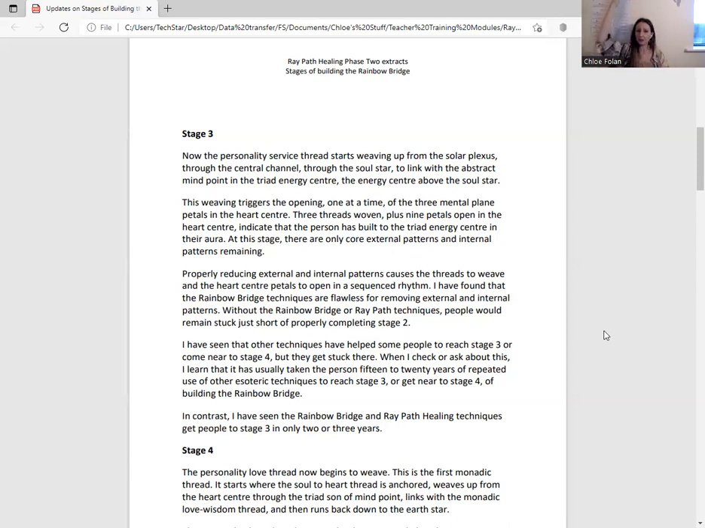Stage 5, building to your ray path chakra. That's where you're getting more into 80 and 90, or around 80% of building the light body. Stage 6, grounding your ray path chakra symbol. It's at stage 6 that you have fully anchored and integrated matter, soul, and monad.